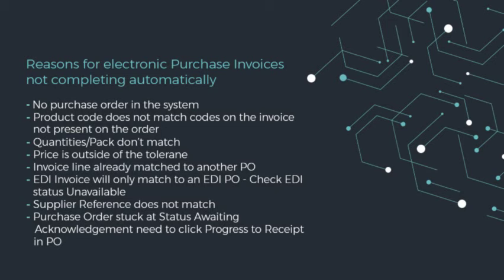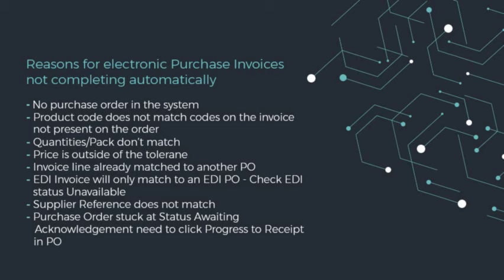Supplier reference doesn't match. That could be another reason. And also purchase order stuck as awaiting acknowledgement, and it needs to be clicked to progress to receipt in the purchase order. So in your purchase order area, when you send it through electronically, the stages are it goes through to a pending status, then when it's actually sent through to the supplier, it's awaiting acknowledgement, and then once your supplier's acknowledged it and put their file on, it comes back into Prima and says, yeah, this has been accepted, these are on back orders, these aren't, and that process.